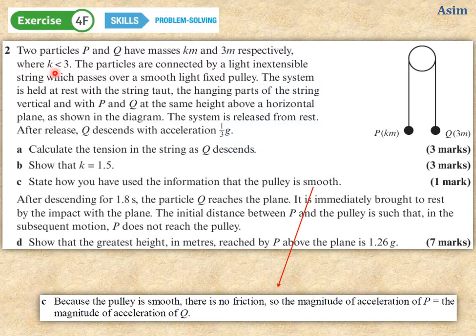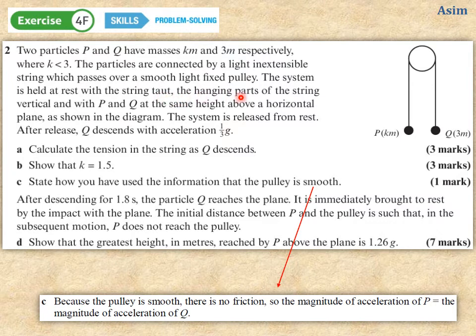They're just saying that k is smaller than 3, so P is smaller in mass compared to Q. The particles are connected by a light, inextensible string. Light means we can assume the mass to be 0. The string passes over a smooth, light, fixed pulley. The system is held at rest and the string is taut. Taut means not slack, it's straight.